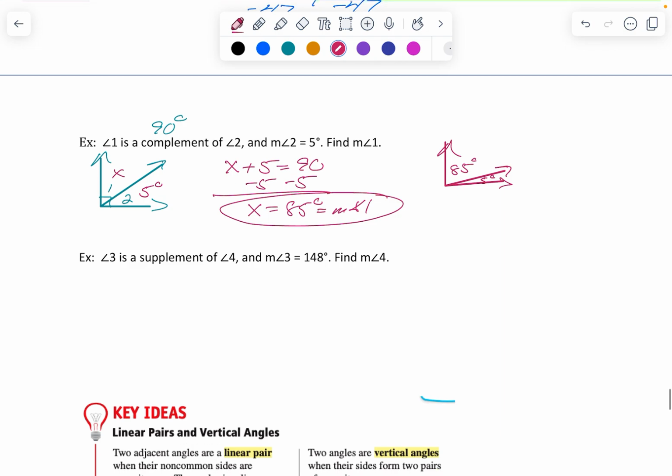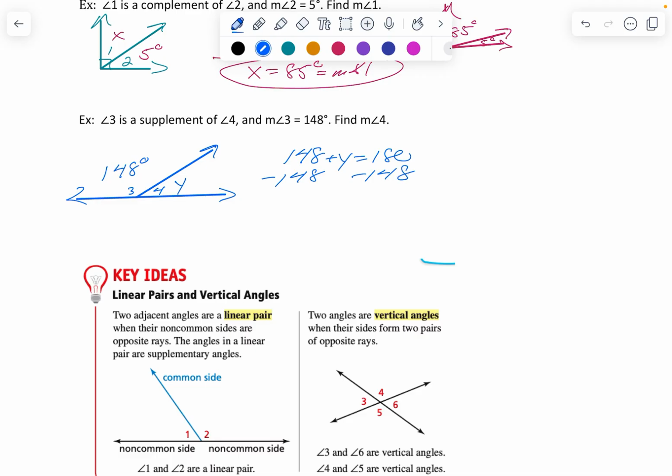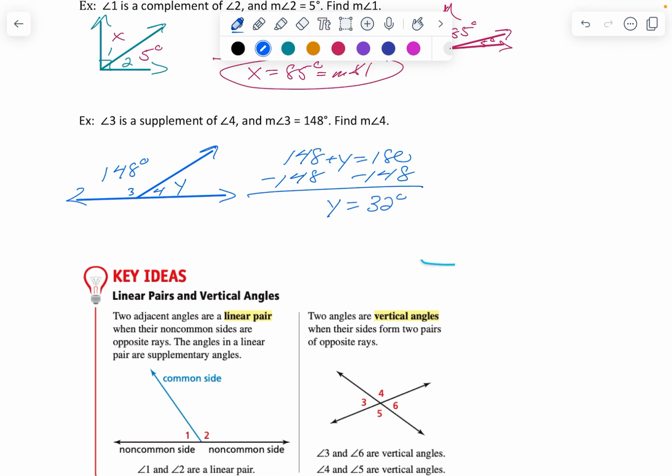Okay, angle 3 is a supplement of angle 4. So, again, if you want to have a picture, two angles that are supplementary, so two angles that equal 180. It says angle 3, and this will be angle 4, because angle 3 is 148 degrees. So that would match that one. We'll call this y here. So 148 plus y equals 180, minus 148, minus 148. Angle y equals 32 degrees, which is the measure of angle 4.